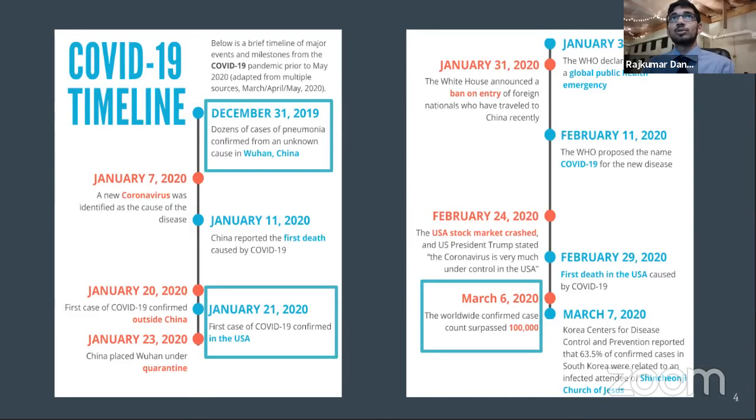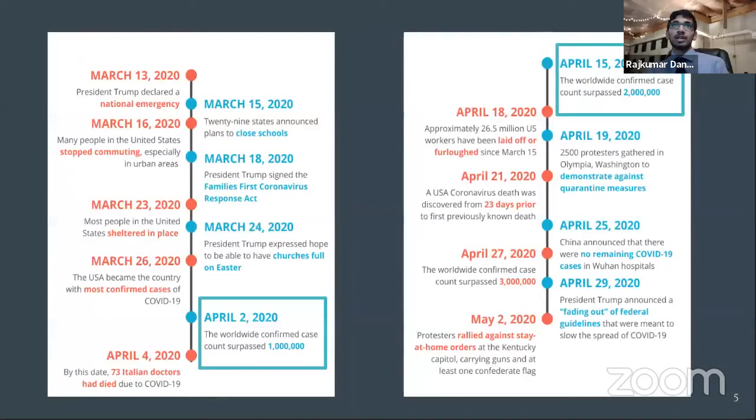On March 6th of 2020, the confirmed case count passed 100,000 globally. As you can see here, the case count hit 1 million cases worldwide on April 2nd of 2020, and then rose in just 13 days to 2 million. It is currently at 4.2 million confirmed cases worldwide.